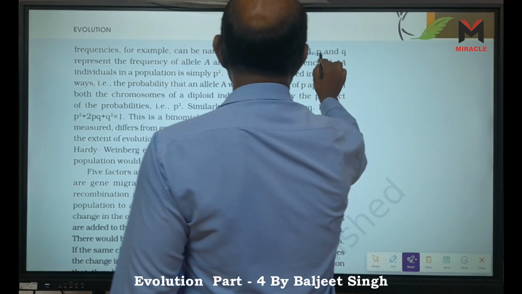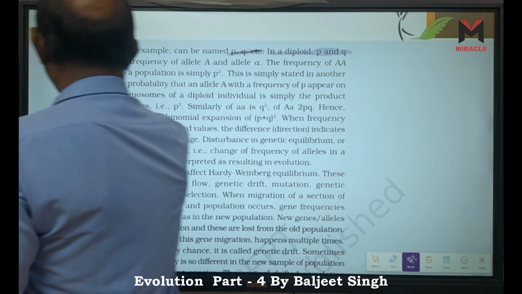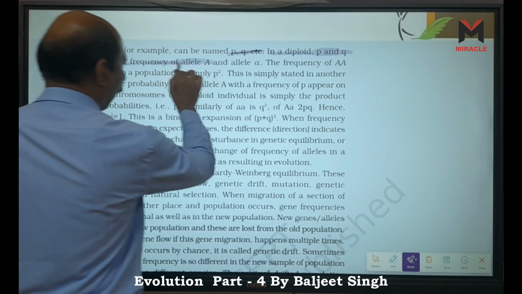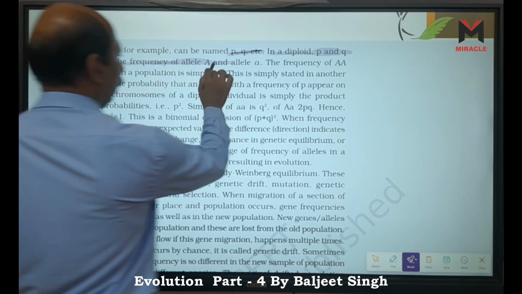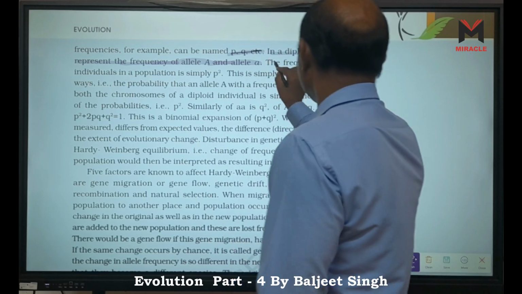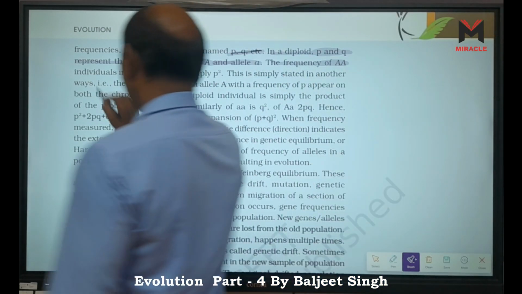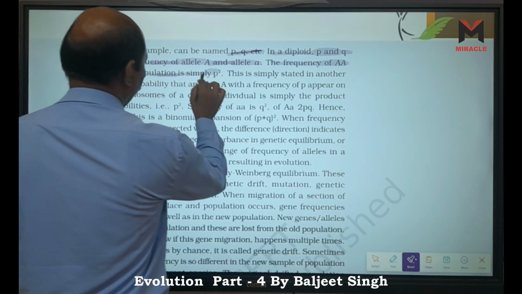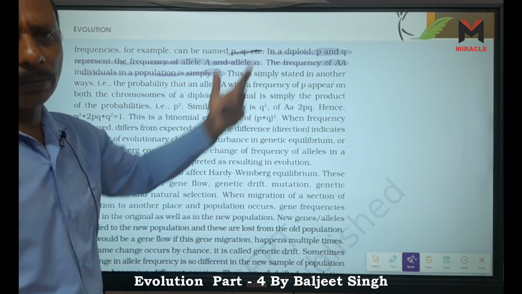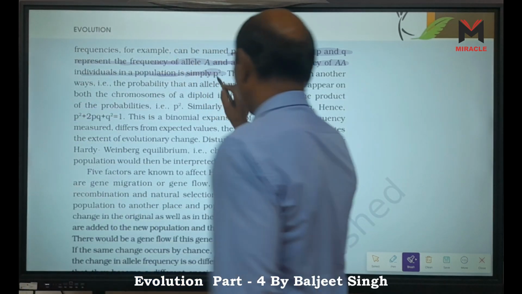In a diploid, P and Q represent the frequency of allele capital A, the dominant allele, and allele small a, the recessive allele. The frequency of AA, the pure dominant homozygous individuals in a population, is simply P square. AA is represented by P square.